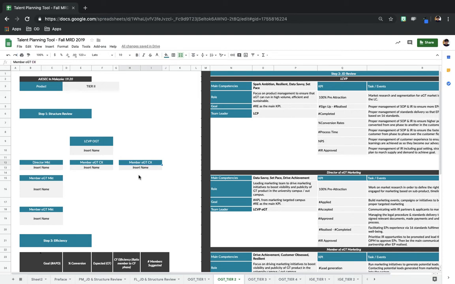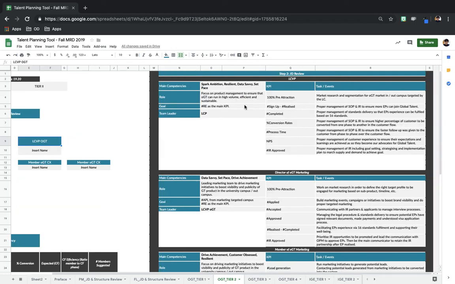At the same time, I'm not trying to add a director CX because that will make the structure too big. And if you add more members for CX as well, it will make the LCVP's role a little bit burdening, because there are too many members that the LCVP OGT needs to handle. So I'm putting it this way to keep it a little bit flexible. Meanwhile, it's actually enough for operations to run.